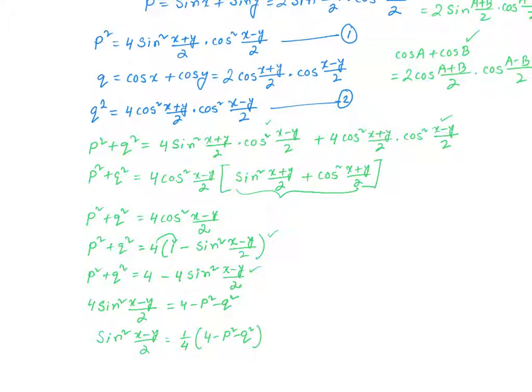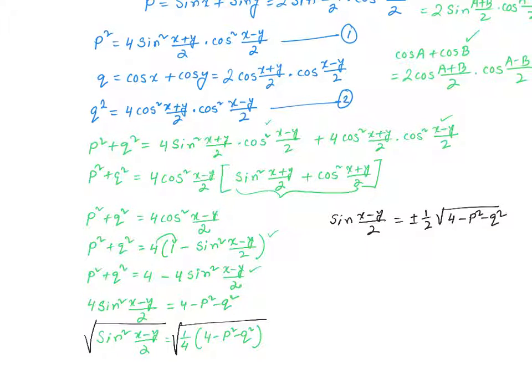Sine square of x minus y over 2 is equal to 1/4 times 4 minus p square minus q square. Now obviously we need to take the square root of it. If I take the square root, on the left hand side, square and square root cancel out. That gives me sine of x minus y over 2 is equal to, square root of 1/4 is plus or minus 1/2, times the square root of 4 minus p square minus q square.